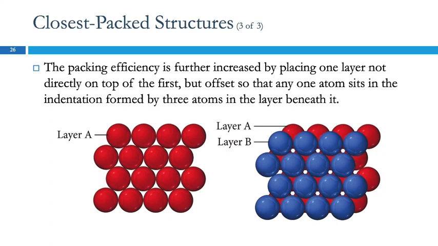Then we look at, well, how's the second layer going to go on? So we'll call that bottom layer A, and then we put a second layer on top. Well, we can put layer B so that it fits in the divots created by the lower ones. So these 3 atoms here, there's going to be a little lower place right here that another atom could sit in, right? So we're going to arrange these so that these are sitting in those divots, and that's going to be layer B.